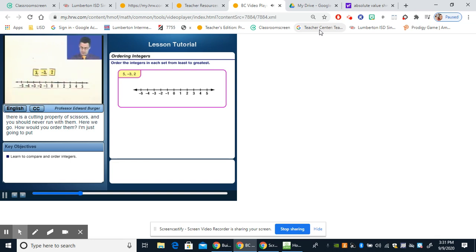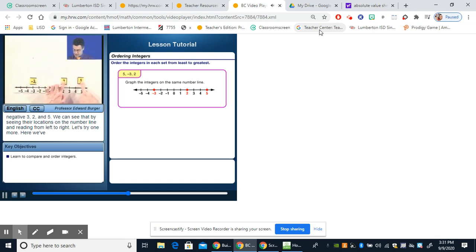Okay, so here we go. Now, how would you order them? Well, I'm just going to put these numbers on the number line and see where we go. So 5 is way off to the right. That means that's pretty big. 2 is a little bit to the right, but not as far to the right, so it's smaller than 5. And -3 is way off to the left. And so therefore, when I see this, this automatically gives me the ordering. -3 is the smallest of the three numbers. 2 is in between. And 5 is the largest. So the ordering from smallest to largest is -3, 2, 5. And we can see that by seeing their locations on the number line and reading from left to right.